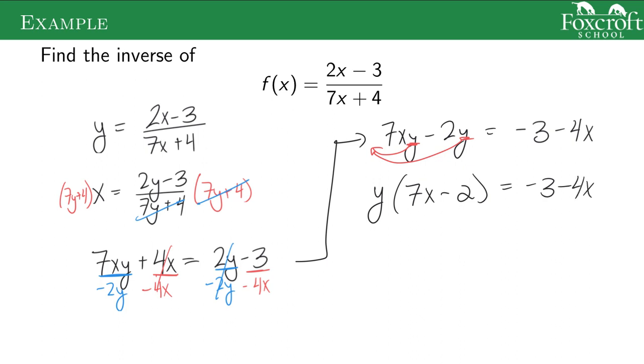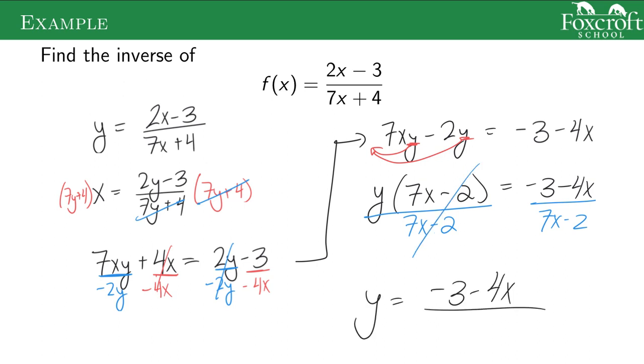And my very last step, the whole time I've been trying to get y all by itself. So I'm going to divide both sides by that stuff in parentheses, because that's going to cancel out. y equals negative 3 minus 4x over 7x minus 2. And that is our final answer. We finally got y by itself, and now we found the inverse of that original function.